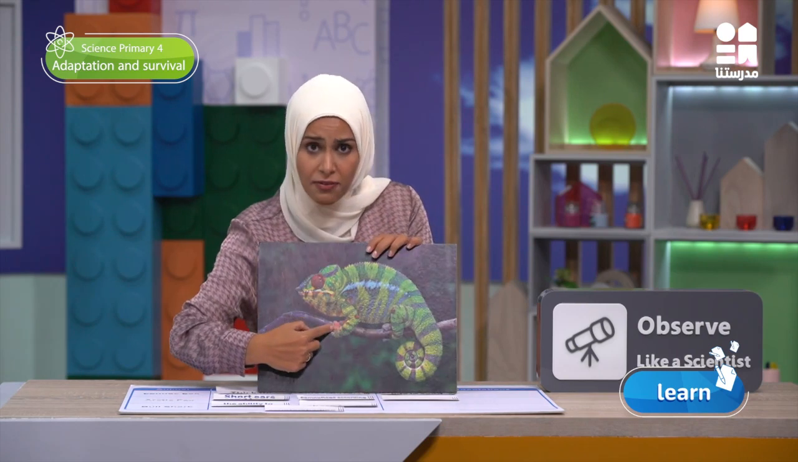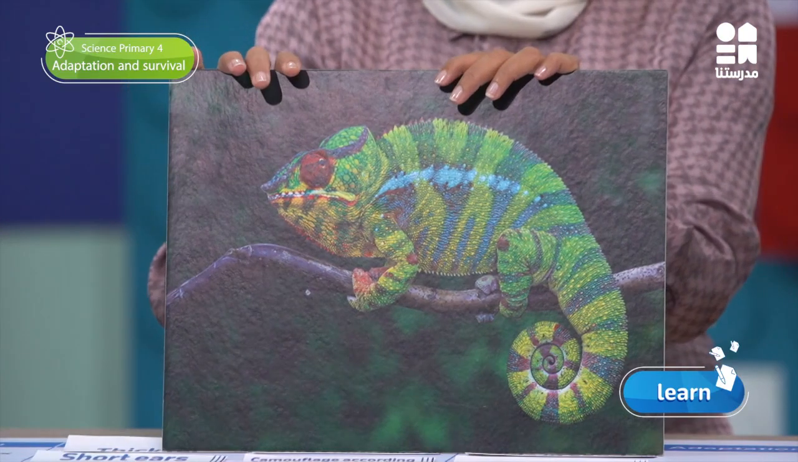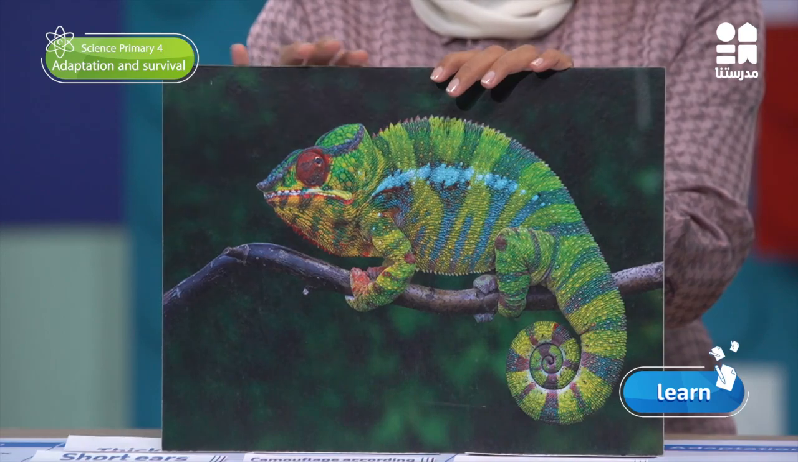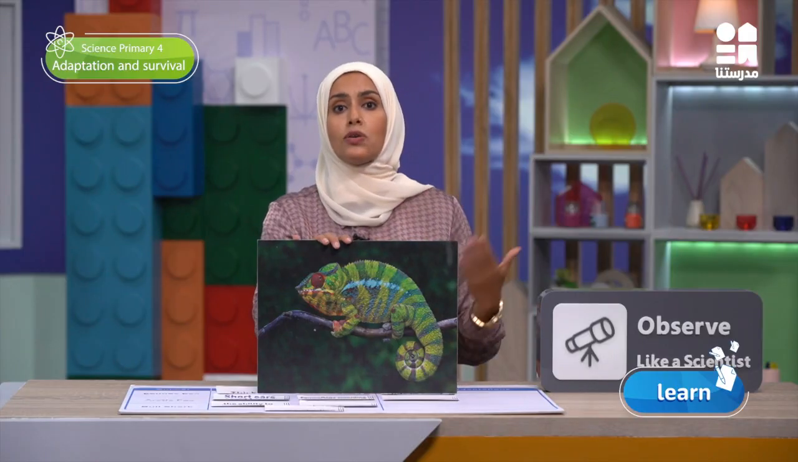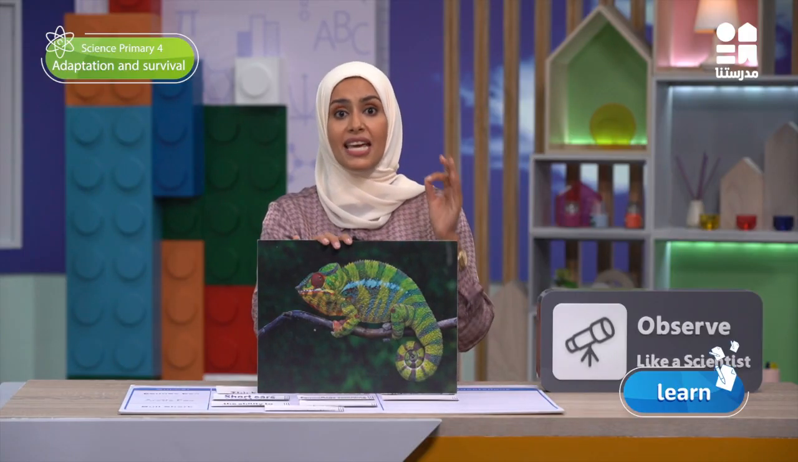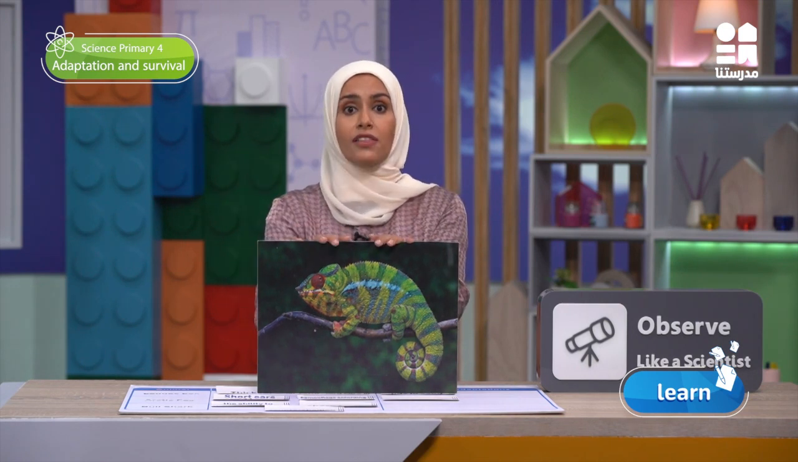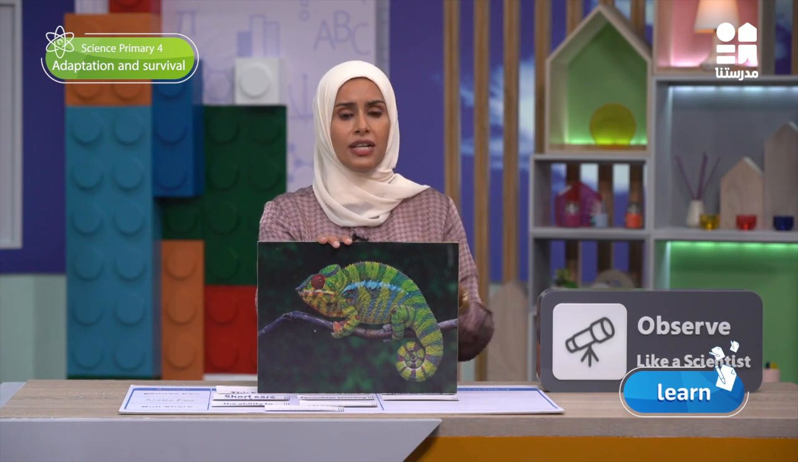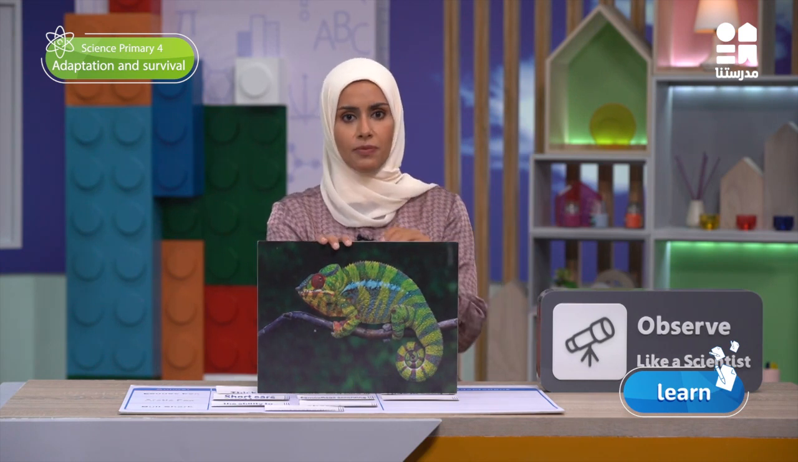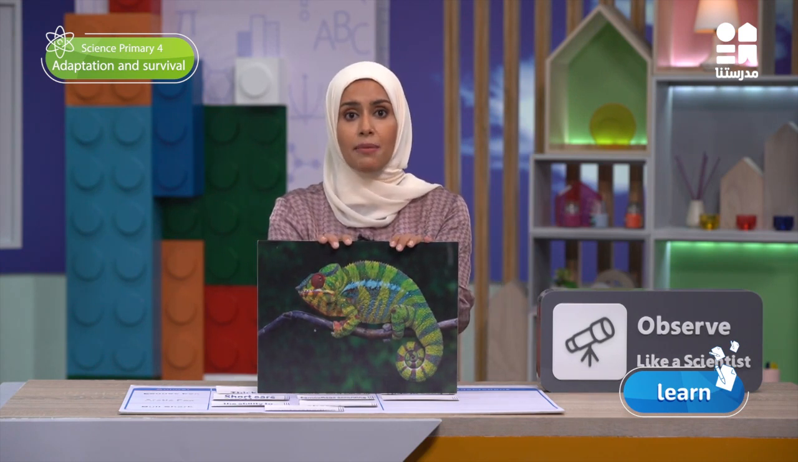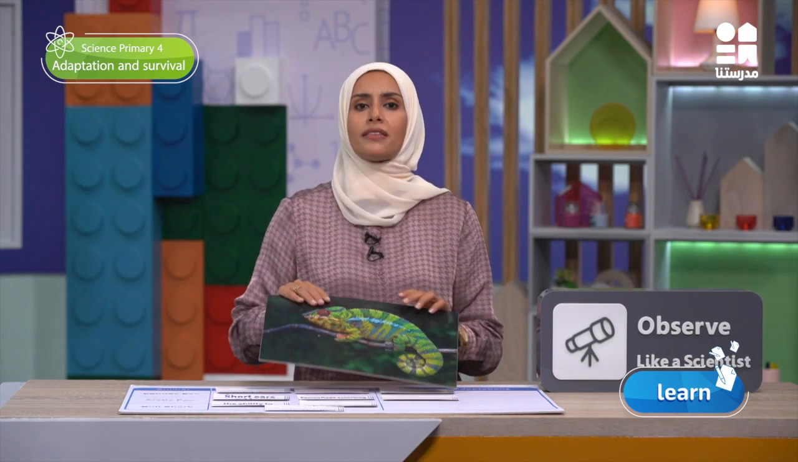Can you see the V-shaped feet? What else? Certainly, its eyes. The chameleon can look in two different directions at the same time. One eye can be searching for something to eat, while the other looks out for danger in a totally different direction. The word danger reminds me of one important thing.